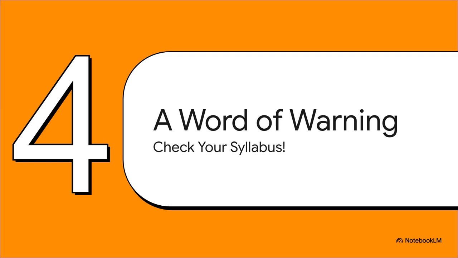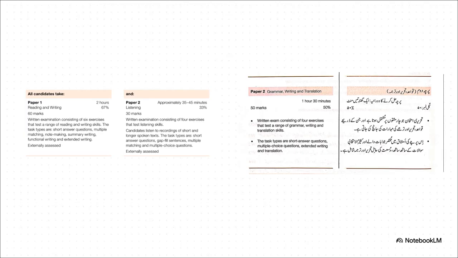Okay, listen up. Before we finish, I have a really important warning for you. Seriously, this is something that trips up so many students, and if you get this wrong, it can completely mess up your prep. Just look at this. On the left, we've got the current syllabus, right? Paper 2 is listening. But check out the one on the right. This is an older version. And in that one, paper 2 was a completely different exam. It was grammar, writing, and translation.